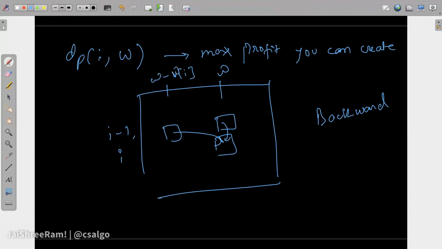Sorry, W of I. Okay. So if at the ith step I'm going to take Wi, so in the last step my weight should have been equal to W minus Wi, right? And if I'm not taking the ith item, then my previous step's weight should have been W. Okay. So these are the two types of implementation that you can use in iterative style.